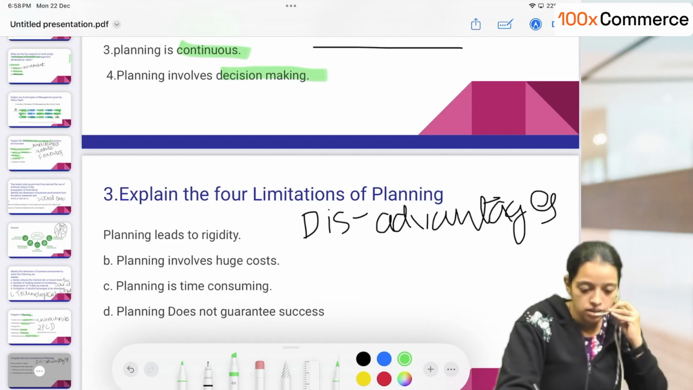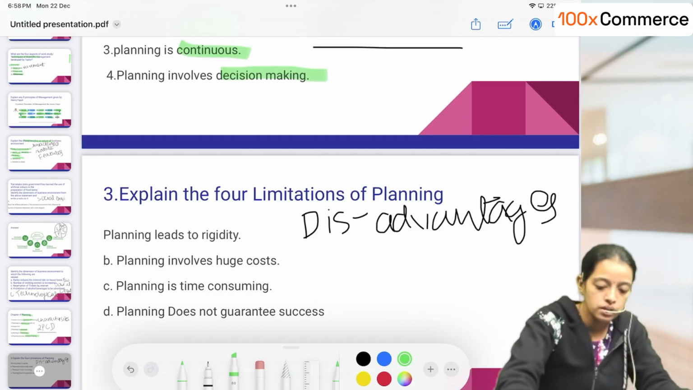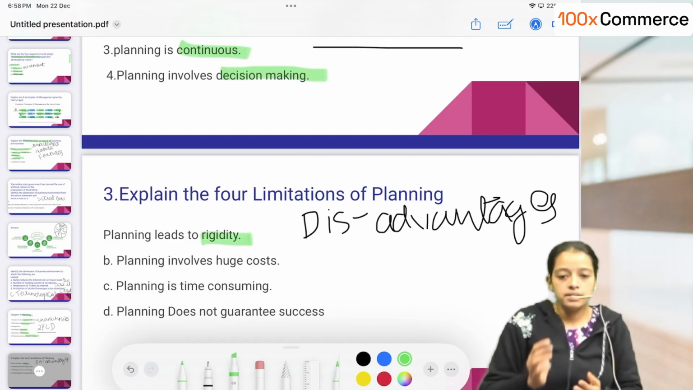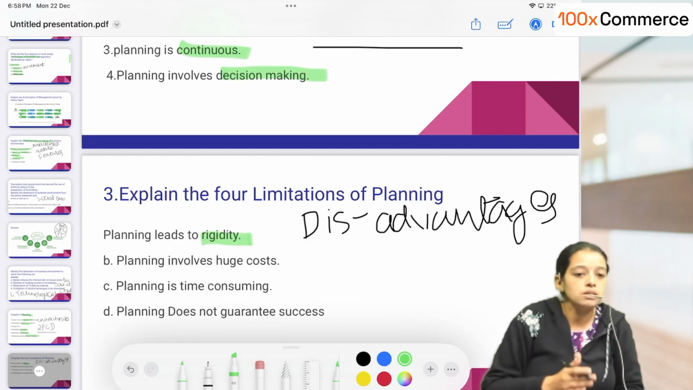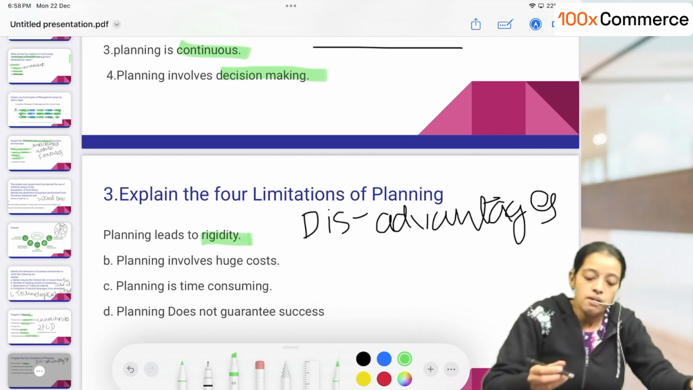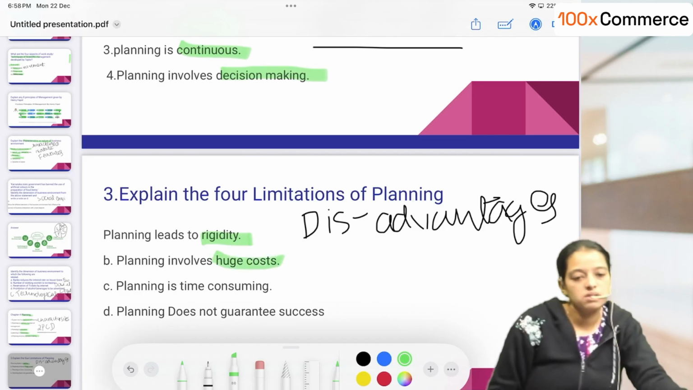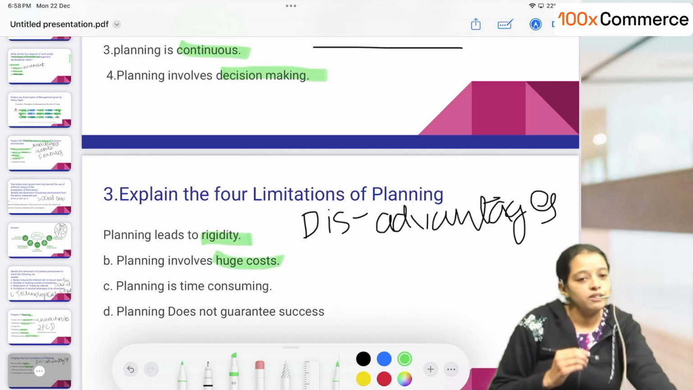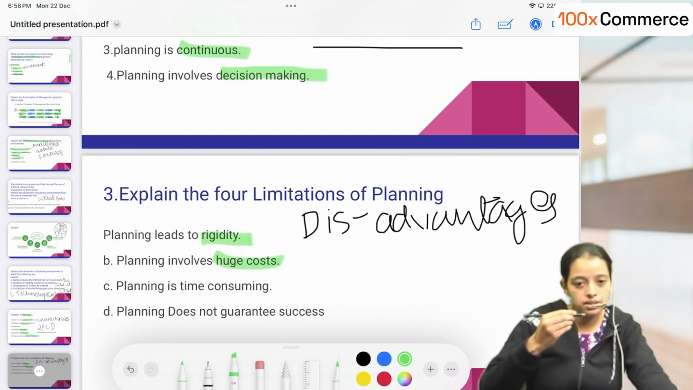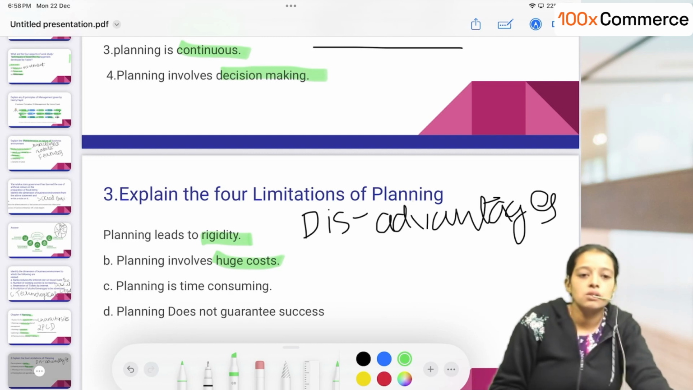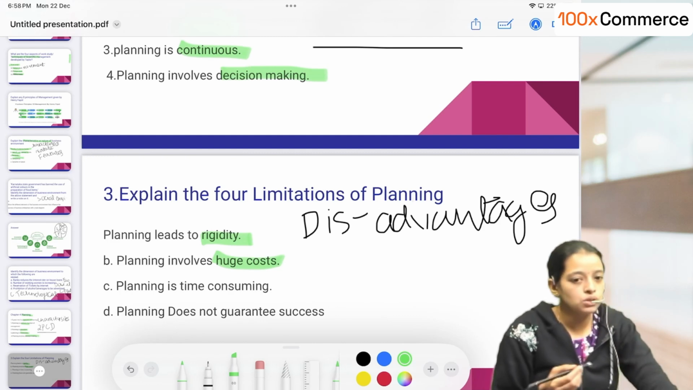So what is the answer for that? Planning leads to rigidity. Once something is planned, it becomes very rigid in nature. It means you cannot change it. Planning involves huge cost. Planning is a very costly affair, because they have to hire people, they have to install certain extra machineries, and also definitely it requires a huge cost.